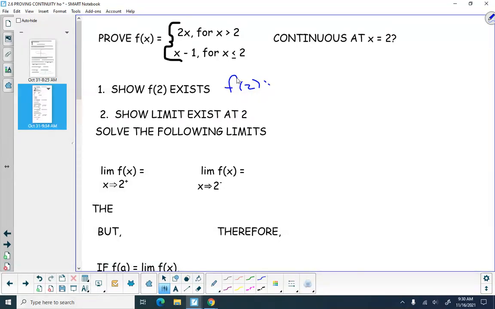Which one of our lines are we going to utilize to find our function value at 2? Will we use the top one or the bottom one? Noah? Top one, why? You plug it in, 4 is greater than 2. But I just want to find my function value at 2. So my x value is 2. We use the top function for values of x that are greater than 2. Is 2 greater than 2? No. So I'm not going to use the top function. But if I look at the second line, I have x is less than or equal to 2. That would work. So we have 2 minus 1, which is a value of 1. So our function value exists at a value of 2.